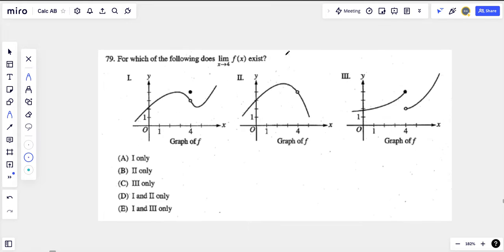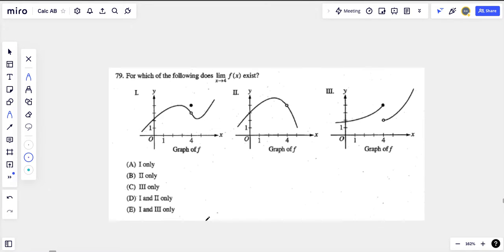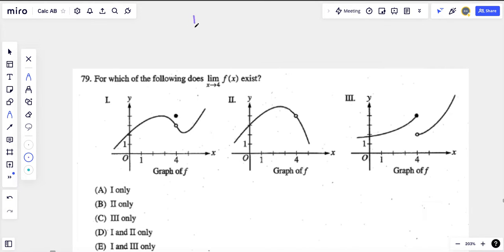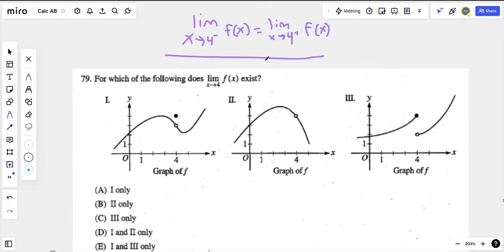So to answer this, when does the limit exist? We have to compare the limit from the left and the right. So we would compare the limit from the left, which is the limit as x goes to 4 from the left of f of x, and see if this is equal to the limit as x goes to 4 from the right of f of x. So we have to verify for which cases this is true.